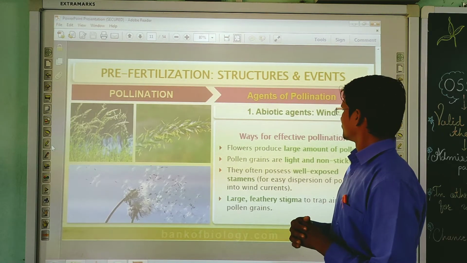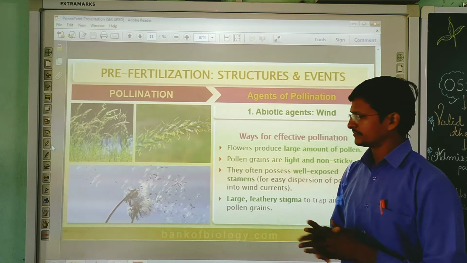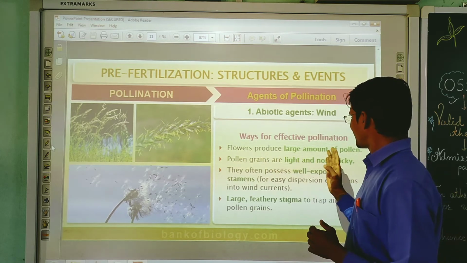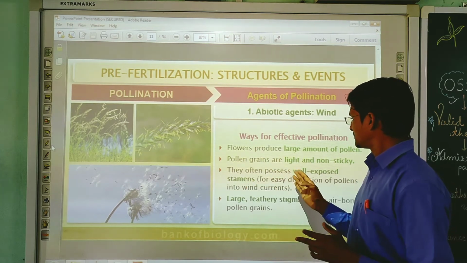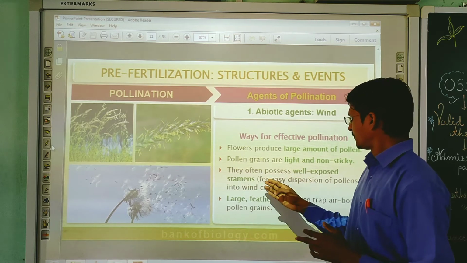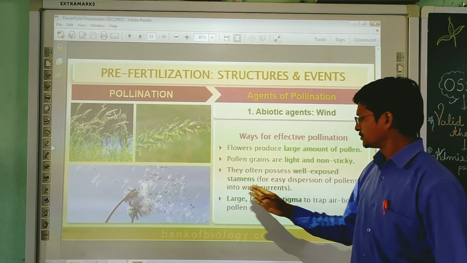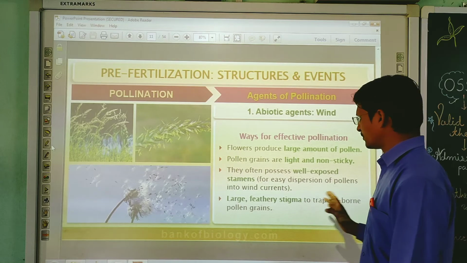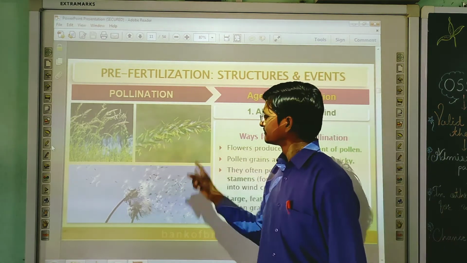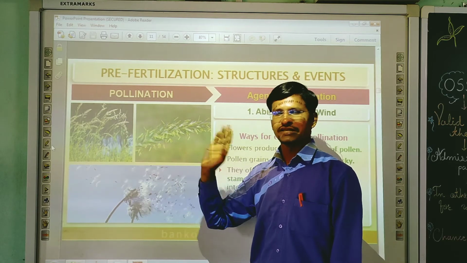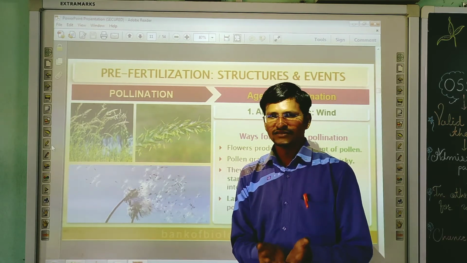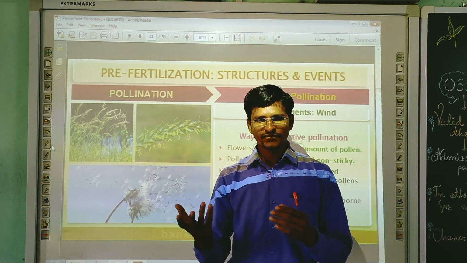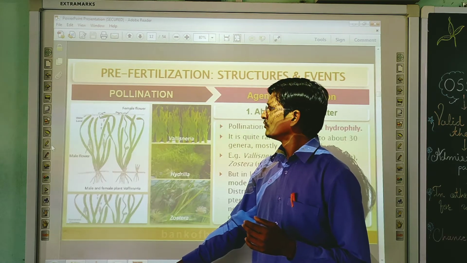Second, the ways for effective pollination. Flowers produce a large amount of pollen. Pollen grains are light and non-sticky. They often possess well-exposed stamens for easy dispersal of pollen grains by wind currents, and a large feathery stigma to trap airborne pollen grains. You can see the structure, and you will easily understand because they are very light. Then only they are able to move from one place to another. They can fly. That is why wind.